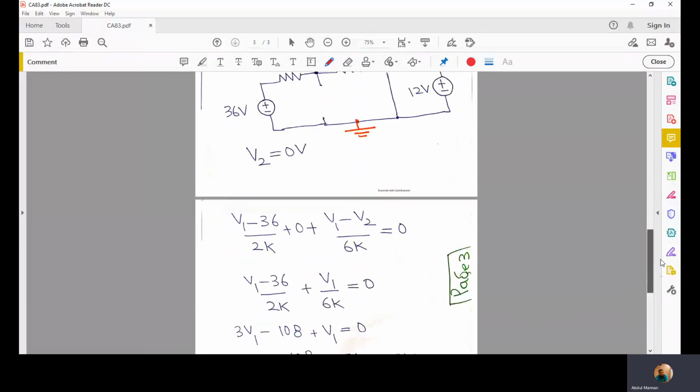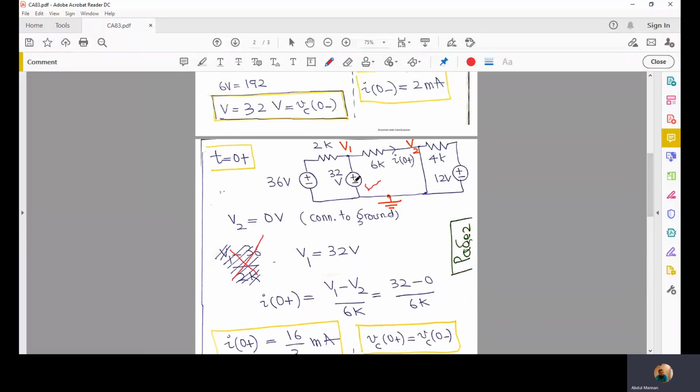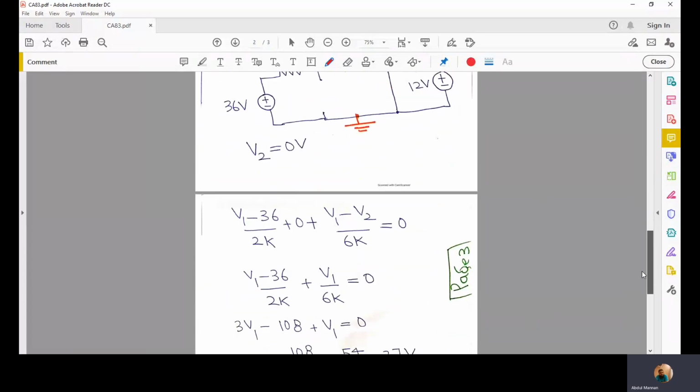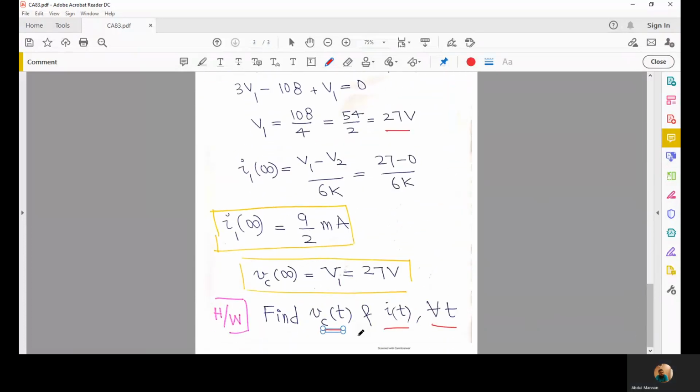Then I of t can be computed straight away using V1 minus V2 divided by 6K, and since V2 is 0, V1 divided by 6K would give you I of t for all t. So this is homework: to compute Vc of t and I of t for all t, the general expressions for these two quantities.